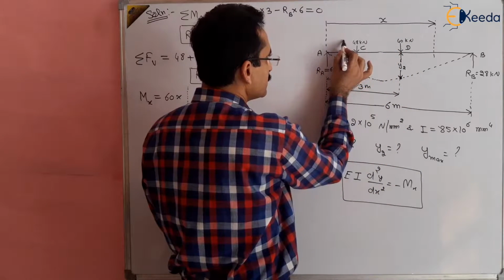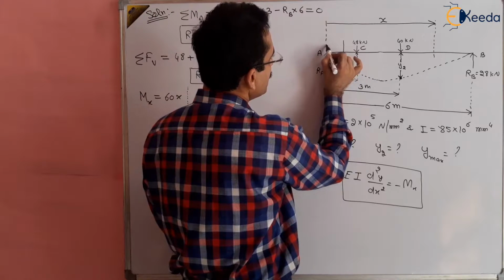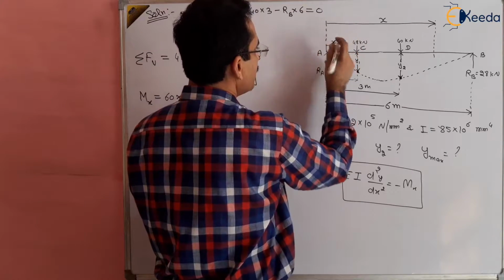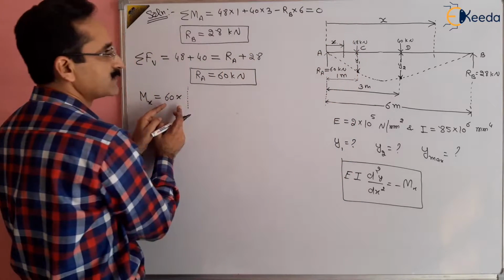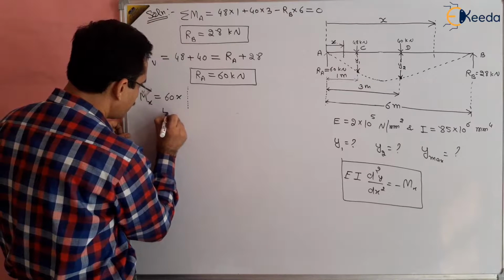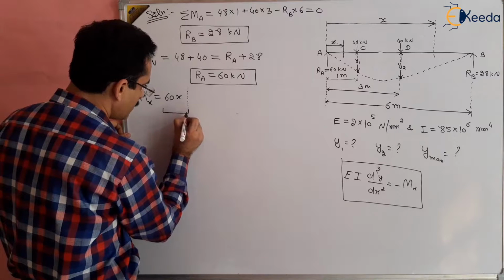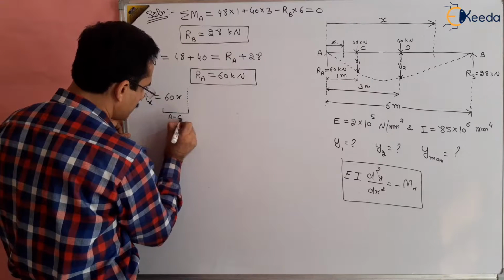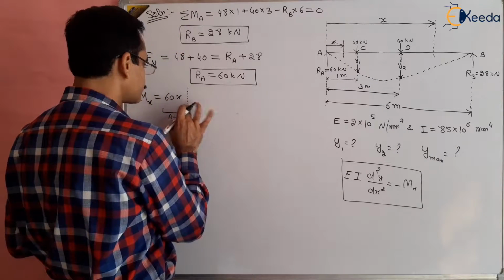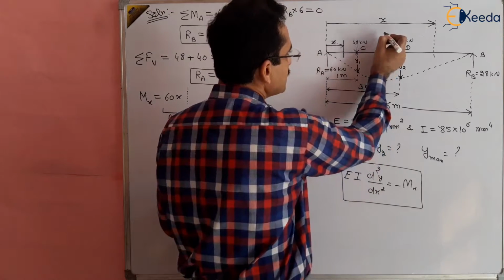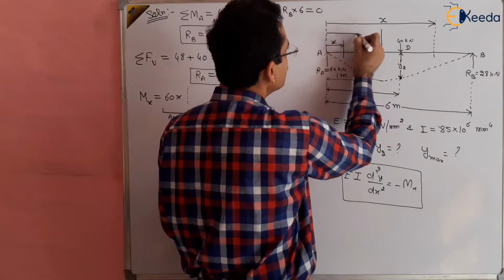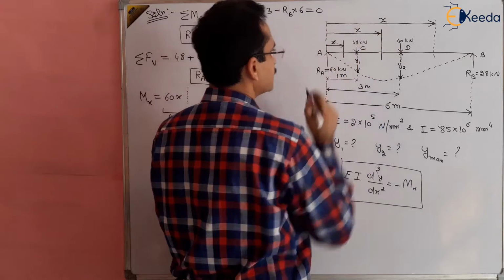First section is taken here. Suppose x is taken here like this, and we are taking the moment of this, which is 60x, valid between A and C, right? So this part is valid between A to C, is it okay? Right. Now the next part: let us take the section here. Although we have already done this in theory lectures, still we are doing it like this, right?